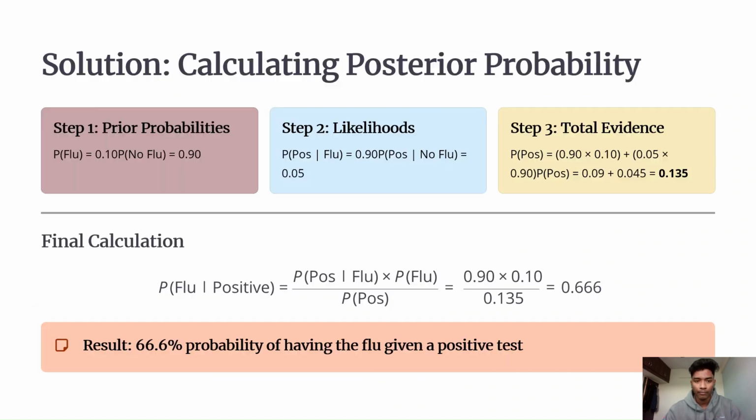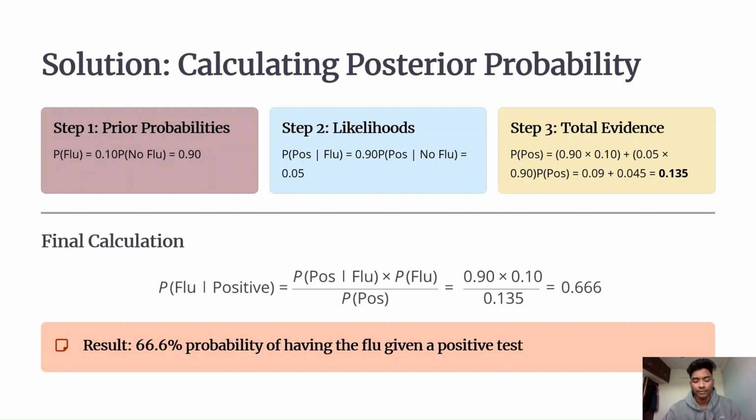Now, let's compute the posterior probability. Prior probabilities: probability of having the flu is 0.1, probability of not having the flu is 0.9. The conditional probabilities: P positive given flu is 0.9, P positive given not flu is 0.05. For the total evidence, we calculate the overall chance of getting a positive test. P positive is equal to 0.09 plus 0.045, which is equal to 0.135. Now, the final result, we apply Bayes theorem. The probability of actually having the flu after testing positive comes out to be 66.6%.